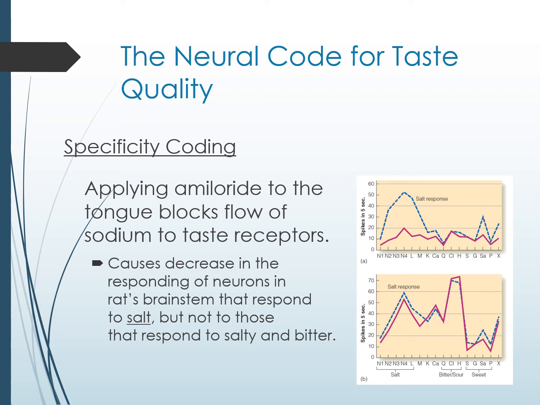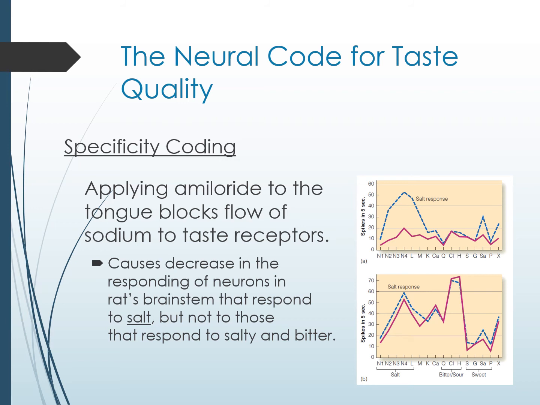So in A, that neuron is really only responding, so we see the number of spikes per second, or how many impulses per second, is responding the most to salt and not really responding much at all to any other tastes. We see a very small pop up at a sweet taste. And if they apply amiloride to the tongue, what we see is the pinkish purple line, and now that particular neuron that responds to salt isn't responding to anything anymore.